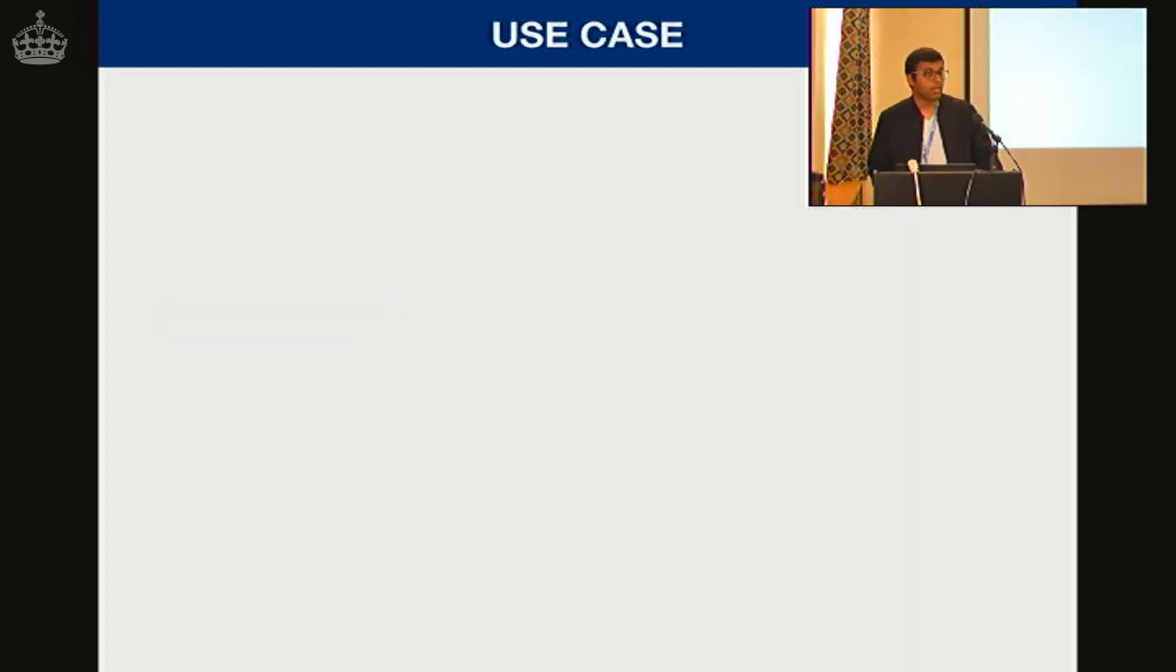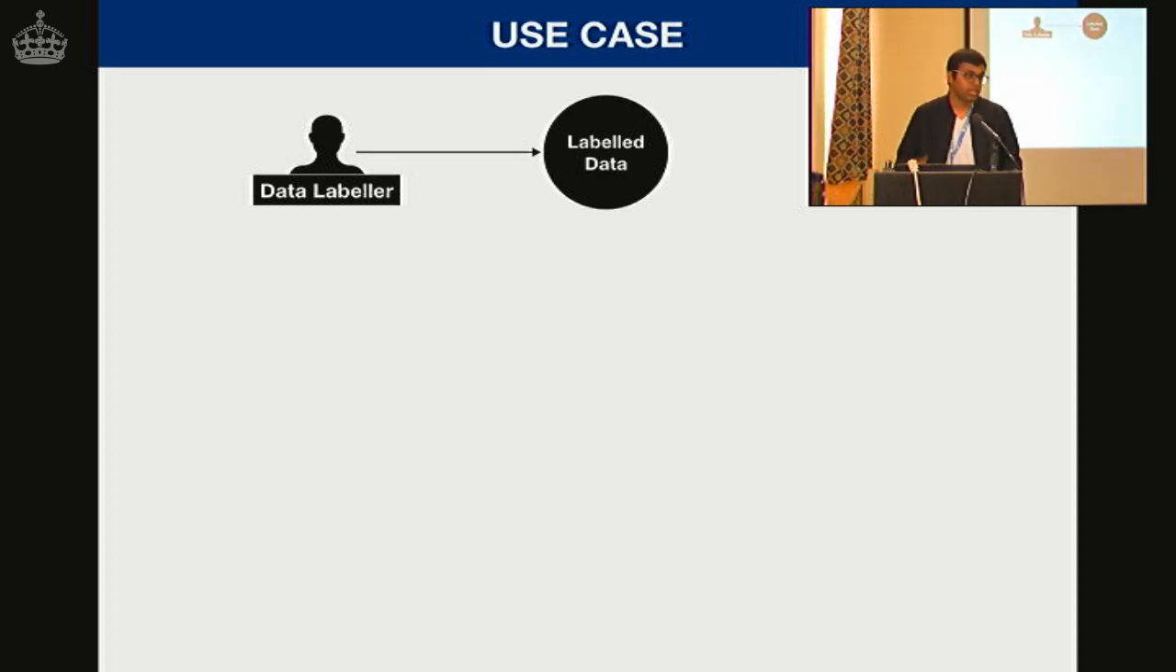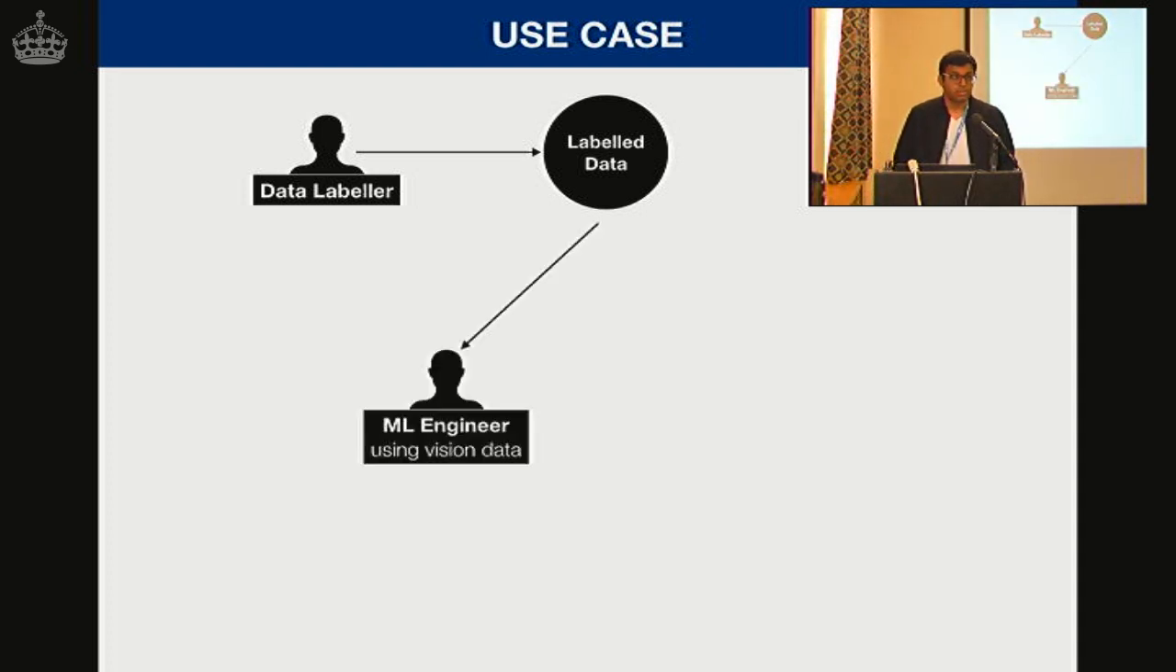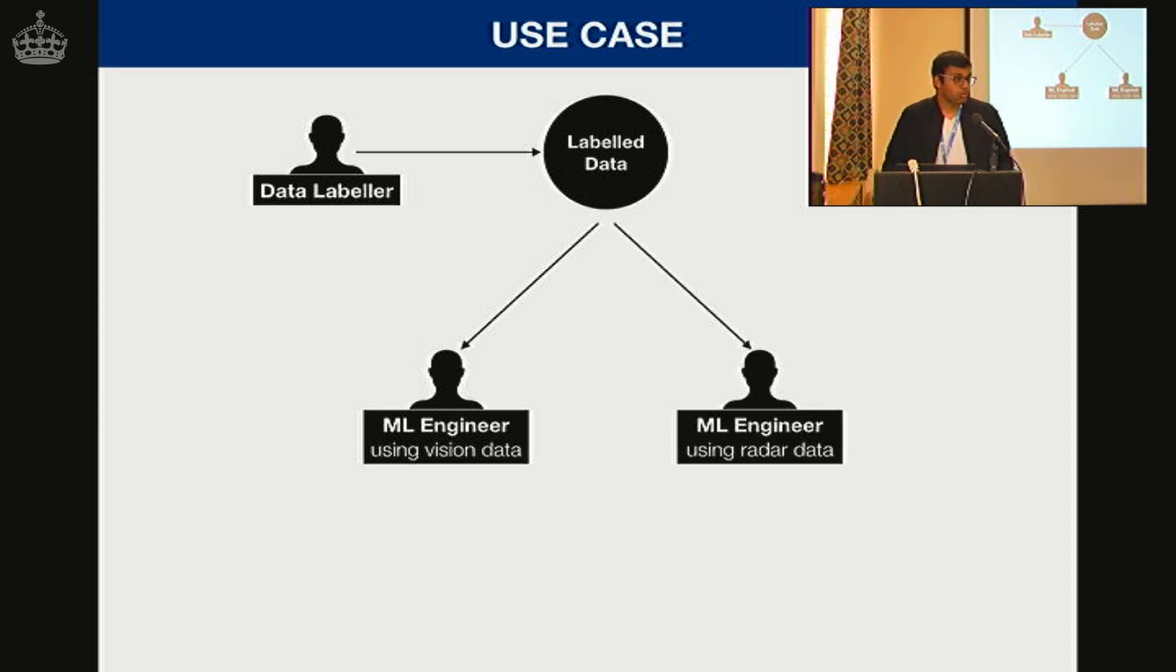Now let me take you through a use case. Now we have a data labeler, and he produces labeled data, keeps producing labeled data, and uploads it in the cloud. And there is an ML engineer who pulls the data from the cloud, and he works on that. His specific interest is to use vision data and develop the model. Now there is another ML engineer who wants to use the radar data. Now she wants to build on top of the model developed by her colleague. So their models are interdependent and they need to collaborate as well.